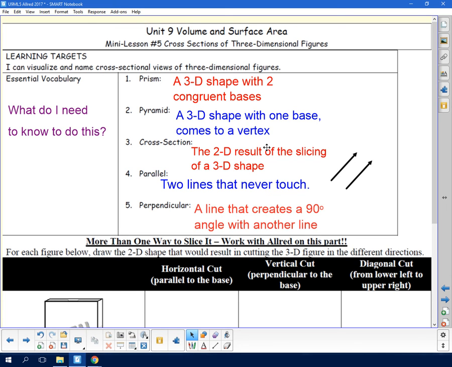Perpendicular lines, we might slice these shapes perpendicularly as well. Those are lines that create 90-degree angles with another line, much like this one right here will create a 90-degree angle with this one right here. The reason I know that's a 90-degree angle is because it's going to create a little 90-degree angle there in the corner of the shape. These 2 lines right here would be perpendicular to each other.